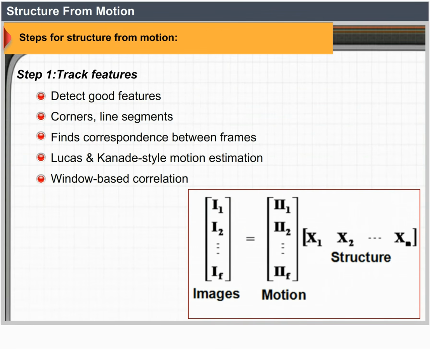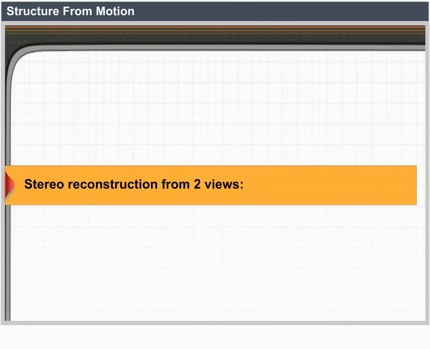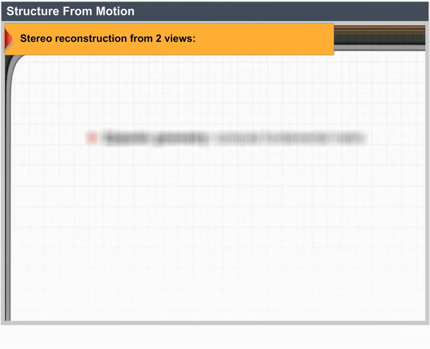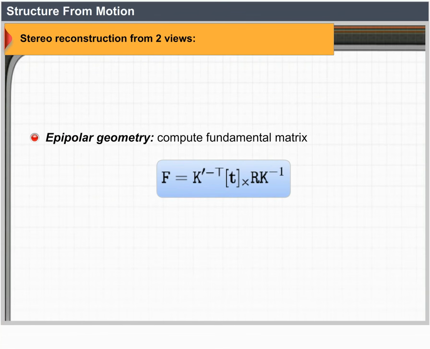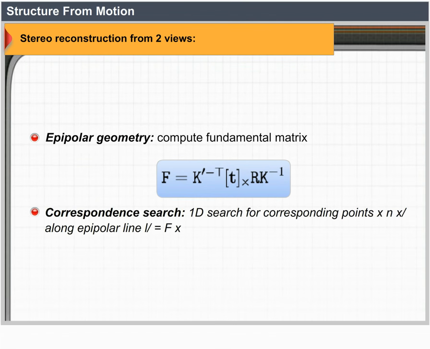Step 2. Estimate motion and structure. Step 3. Refine estimates. Step 4. Recover surfaces. Stereo reconstruction from two views. Epipolar geometry. Compute the fundamental matrix from the equation F equals K dash to the power minus T, matrix Tx, R, K to the power minus 1. Correspondence search. 1D search for corresponding points x' along epipolar line, l' equals Fx.